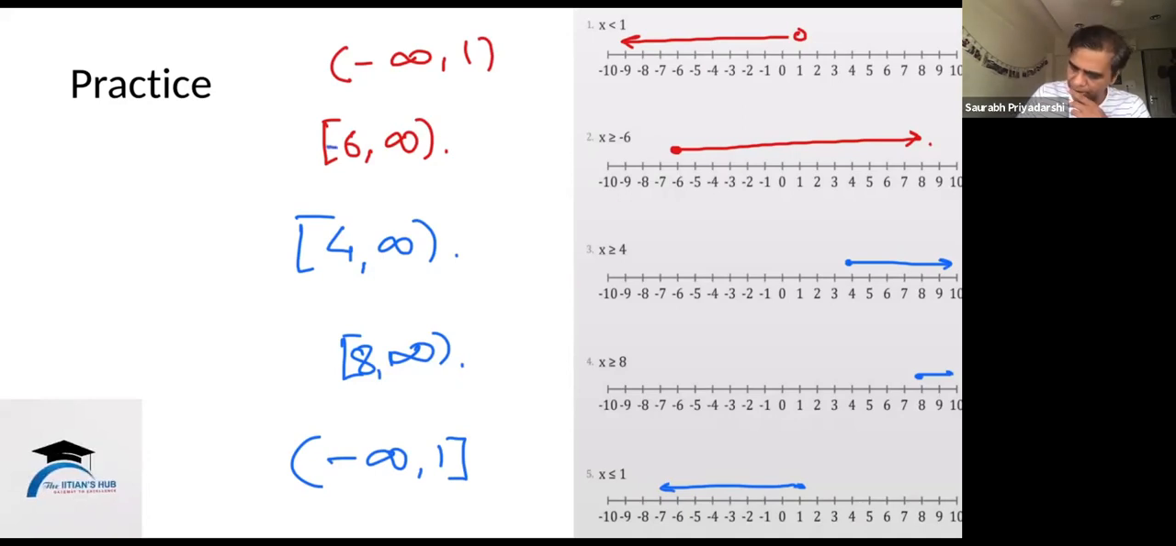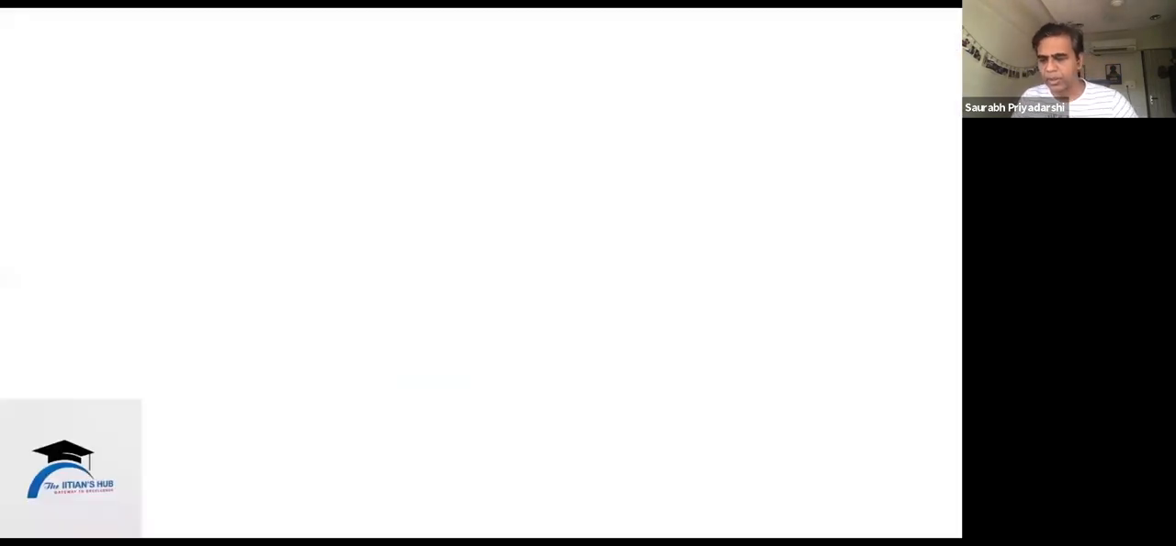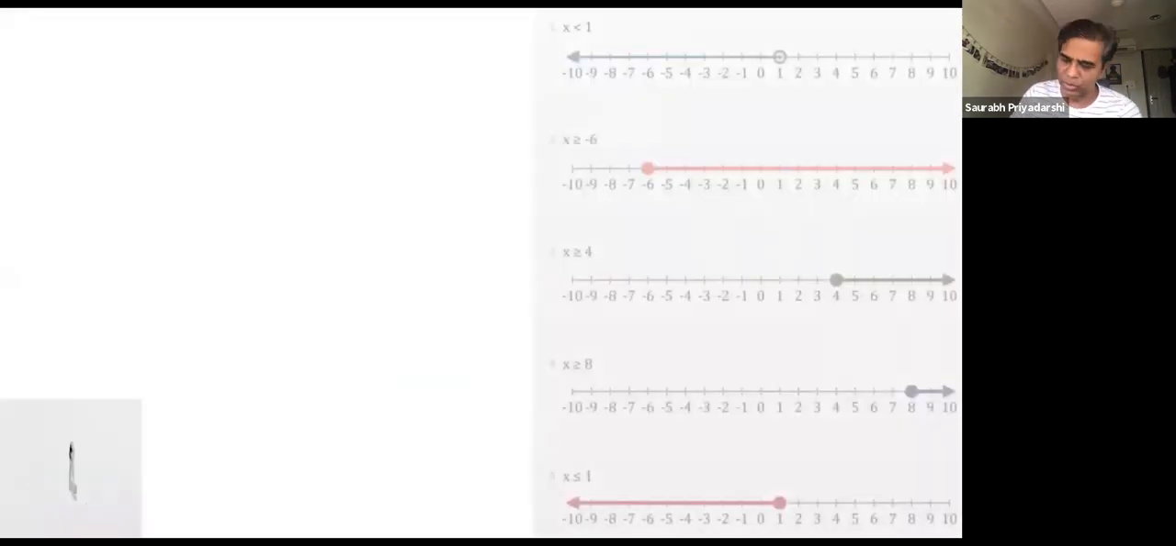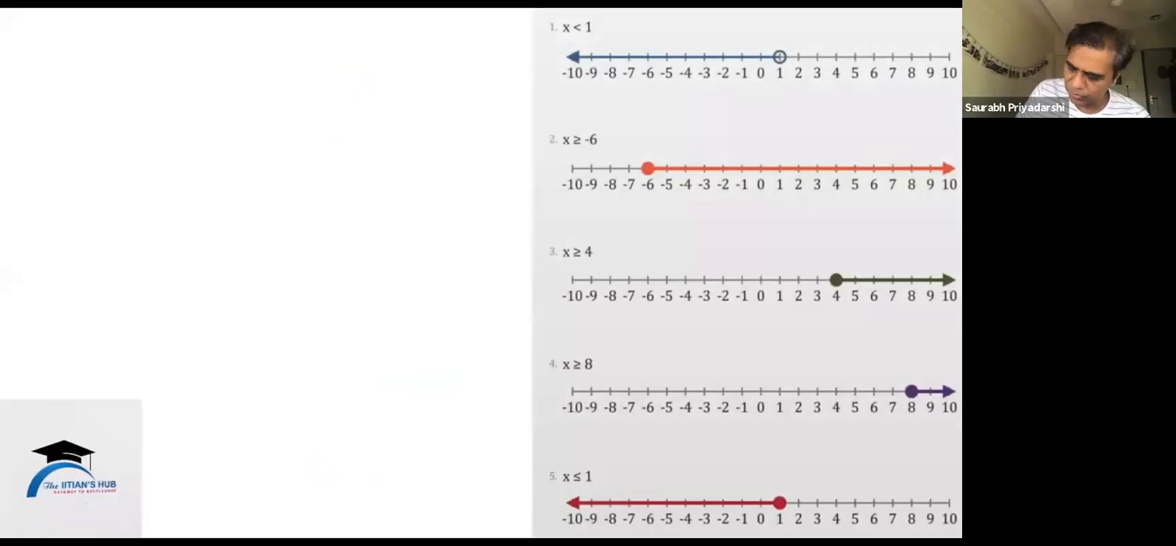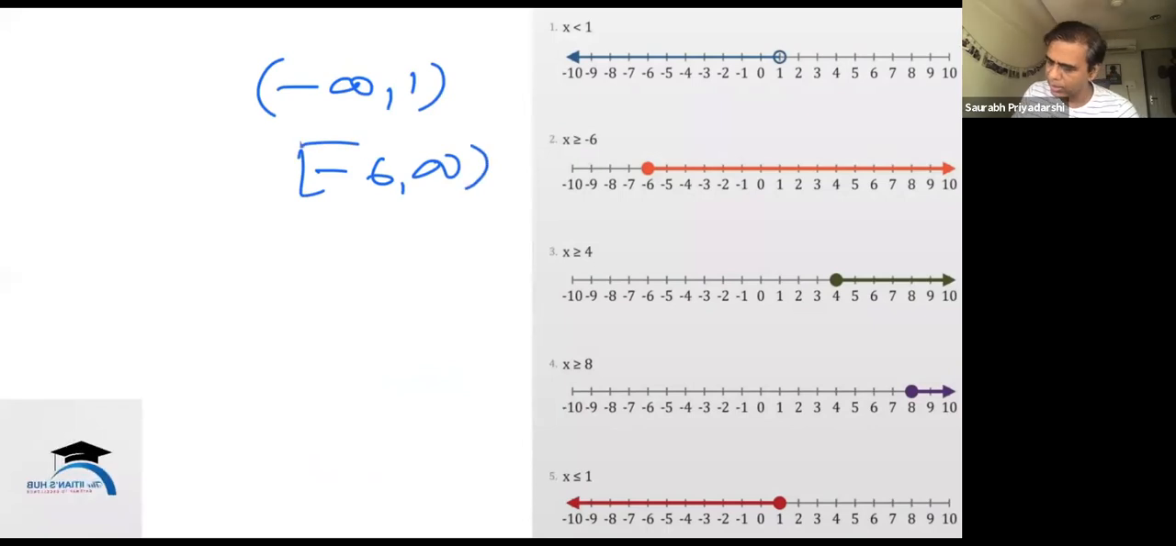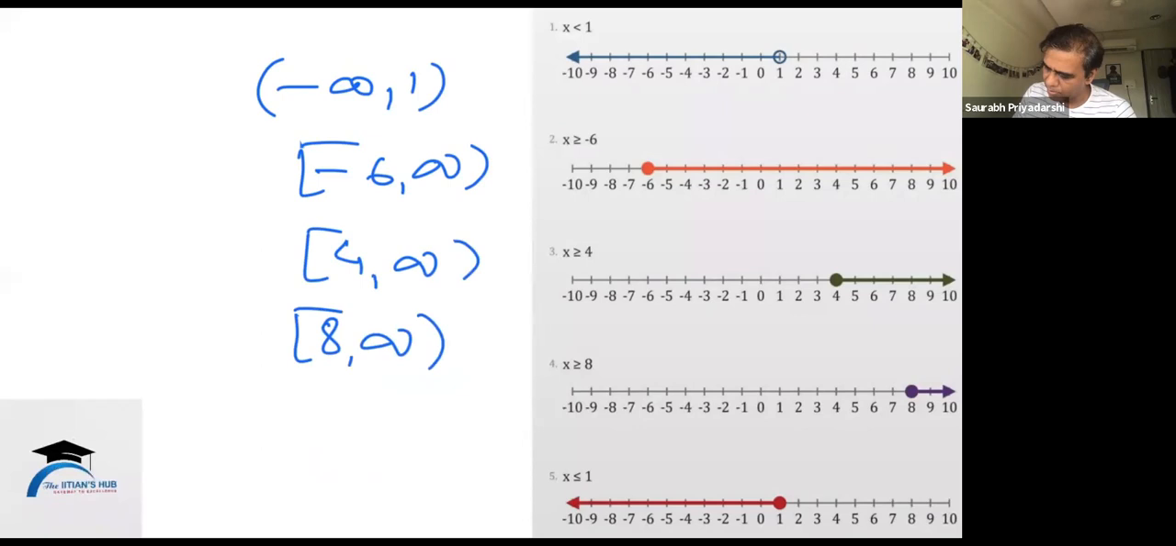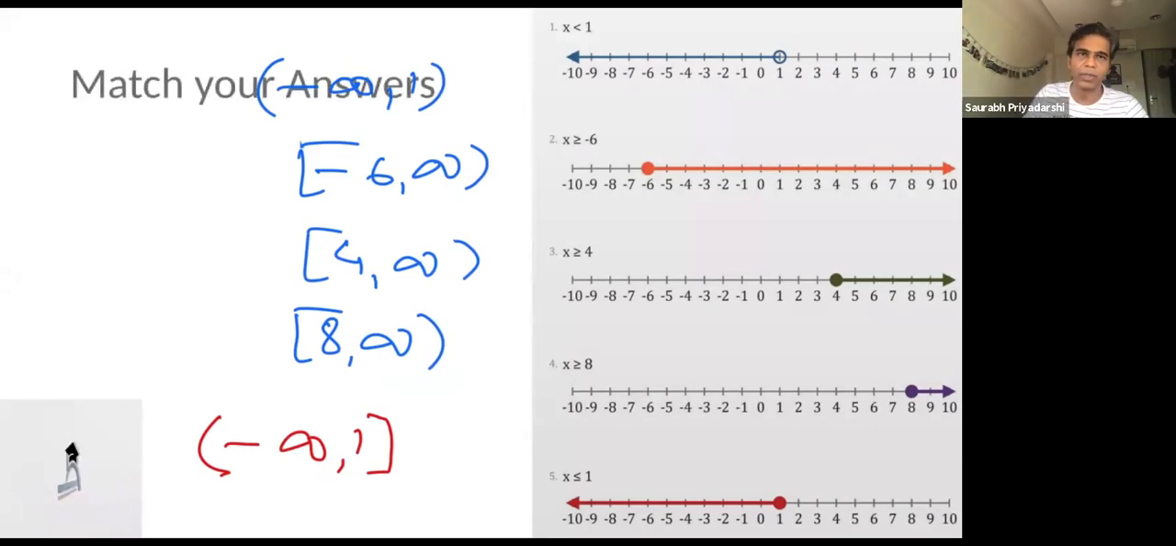Right? This is minus. See, the answer in the form, you know this, minus infinity to 1. This is minus 6 to infinity, right? This is 4 to infinity, right? This is 8 to infinity, and this is minus infinity to 1, right? Very good. I guess everyone. Okay.